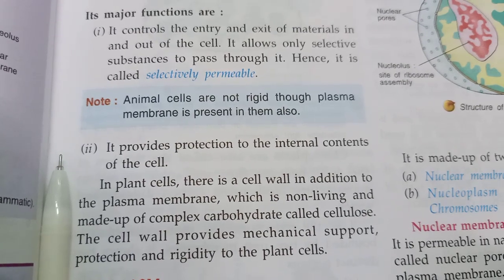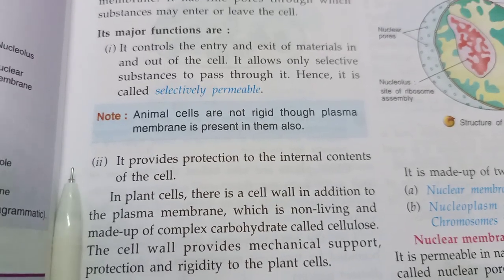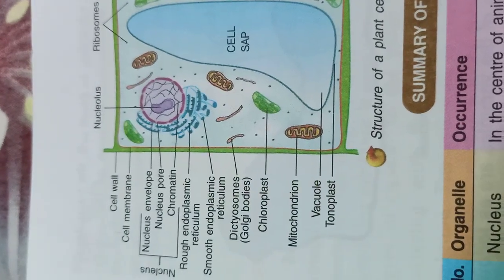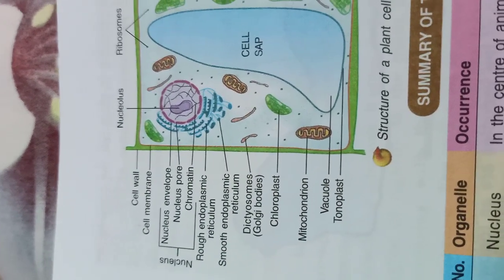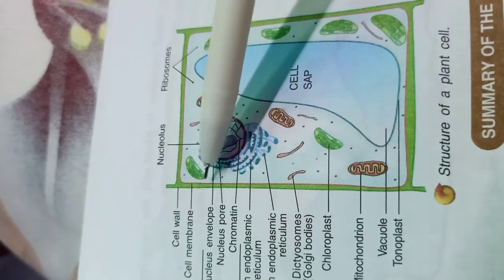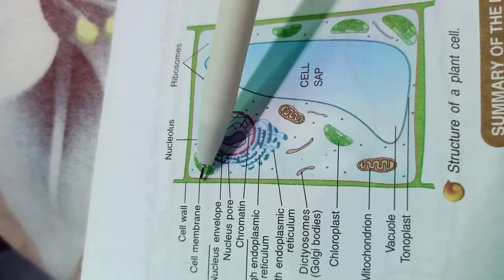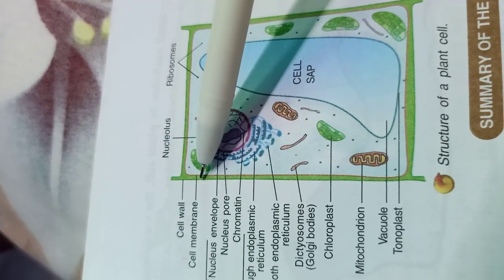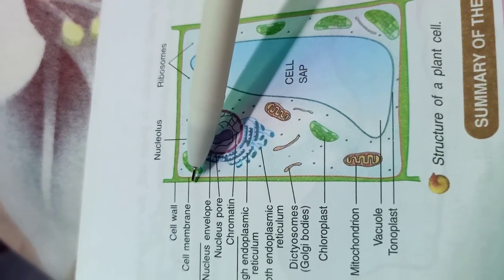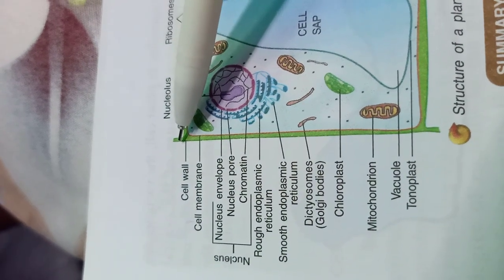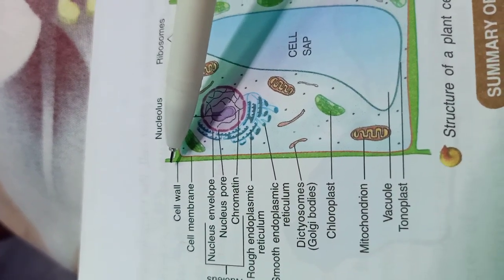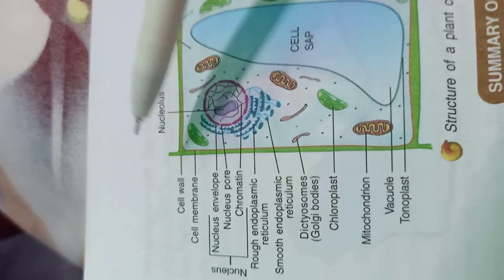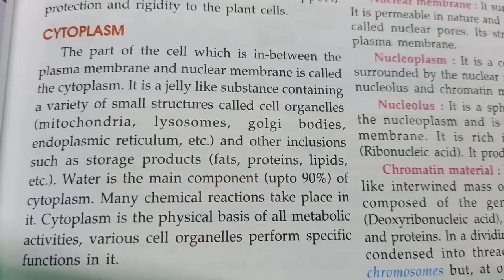Now I'll show you in the diagram which part is known as the cell membrane and which part is known as the cell wall. As I have explained to you, children, about the cell wall and cell membrane, you can see here that this membrane is known as the cell membrane, and it allows only selective substances to pass through it. And the function of the cell wall, as I told you, is that it provides support, protection and rigidity to the plant body.